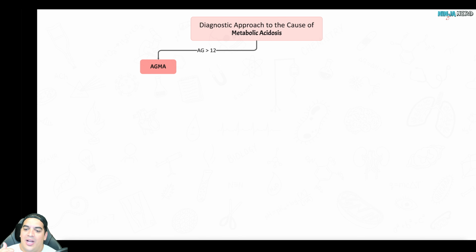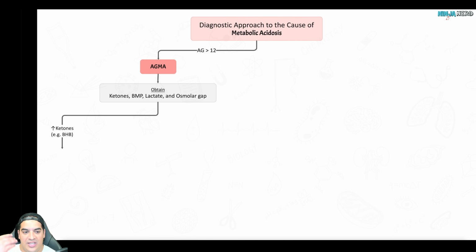Well, I would check ketones. I would check a BMP to look at the renal function. And then on top of that, I would check a lactate and an osmolar gap. By doing that, you're giving yourself enough information, looking at their history, to figure out what the underlying cause is. For example, if the ketones come back elevated and they have diabetes and their glucose is high, it's probably DKA. If their urea, their BUN, their creatinine, their GFR is all jacked up, then I would be thinking potentially about AKI or CKD as a potential etiology behind uremic acidosis.